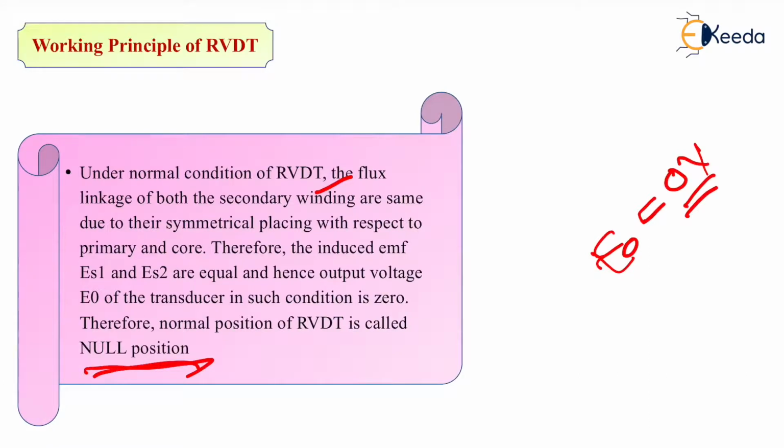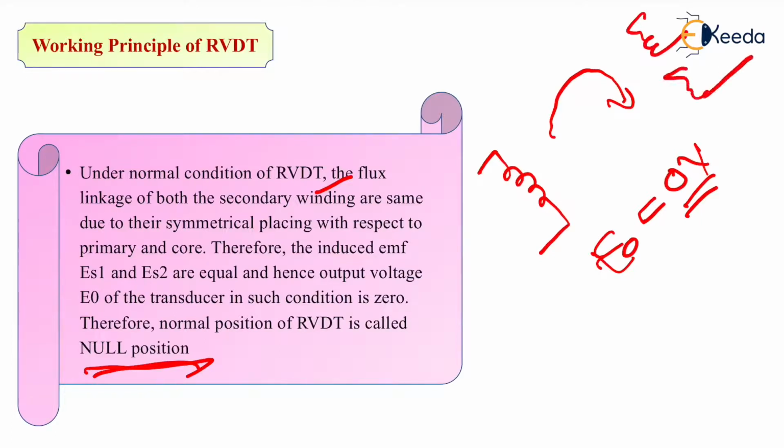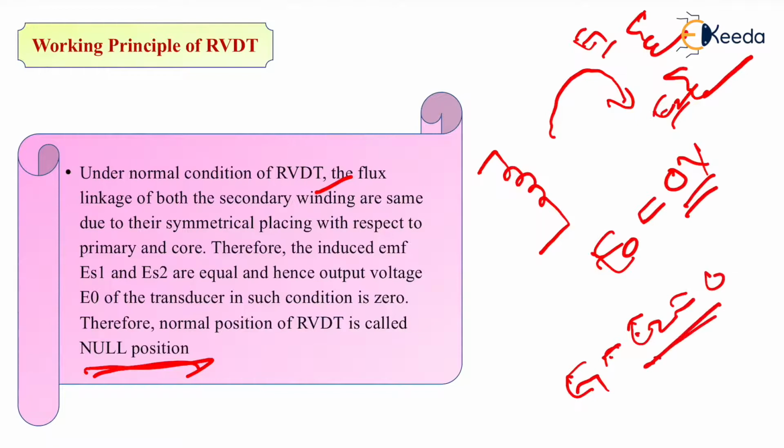So what is happening at the null position? In the null position, whatever the placement of the windings or the core in between the primary and the secondary windings, that is identical. And due to identical placement, the rotation of the shaft between the primary and the secondary windings is equal. So whatever induced EMF is generated at E1 and E2, because of the symmetrical placement of the shaft, E1 and E2 will be the same. And if we see the net difference, E1 minus E2, that will be 0. So we can say it is at the null position. So this is the first case related to the RVDT.